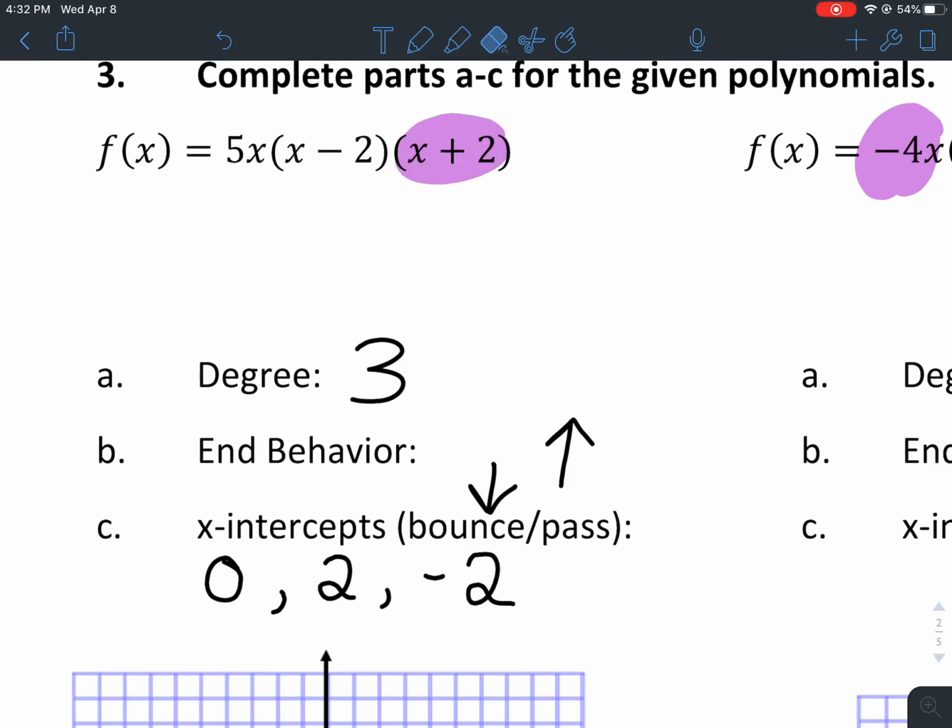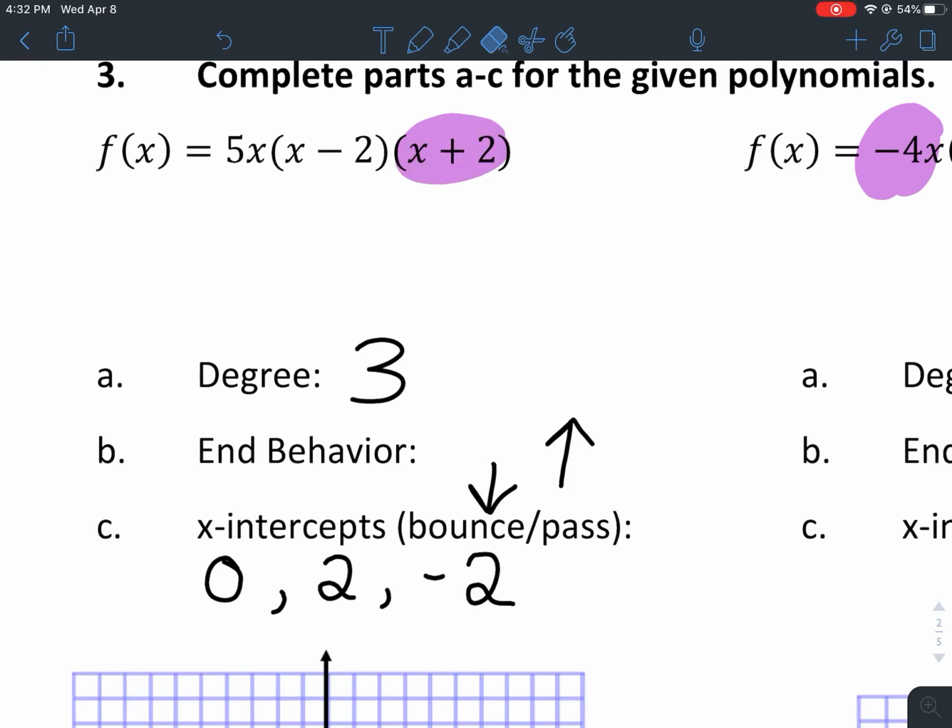Okay, so now we're going to move on to number 4. It says write a polynomial function that has the given characteristics. So first of all, we see our zeros, and we're trying to write a polynomial function. So I need f of x equals, and I have 5 different zeros.